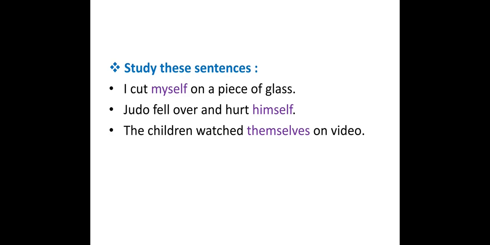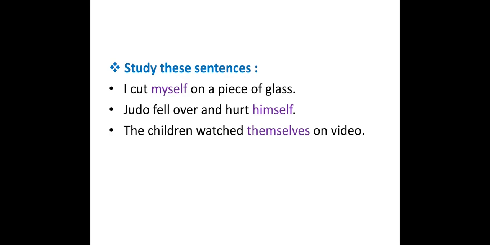Second sentence, Judo fell over and hurt himself. Number 3, the children watched themselves on video. So children, in all these sentences we have read, we use reflexive pronouns when the subject and object are the same person. For example, in the second sentence, Judo fell over and hurt himself.